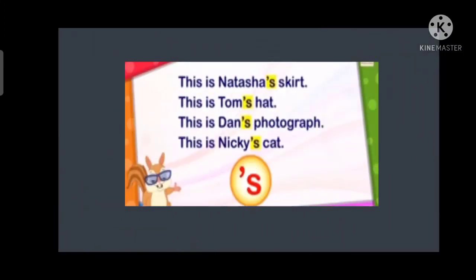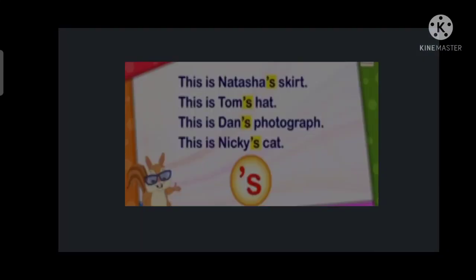This is Natasha's skirt. This is Tom's hat. This is Dan's photograph. This is Nikki's cat. You can see here apostrophe s is highlighted. It means this is used to show possession of a noun.